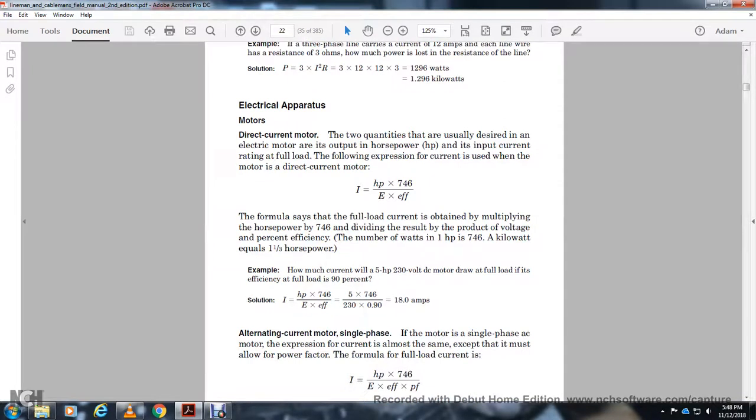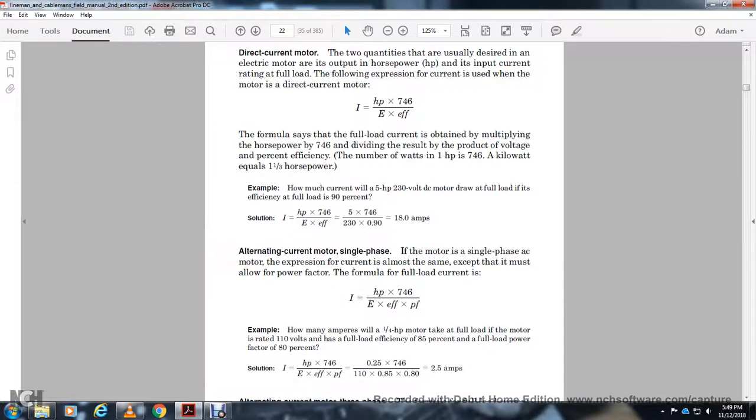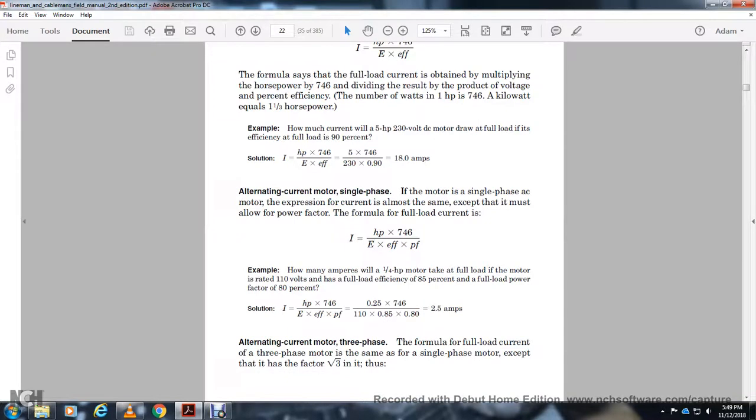Alternating current motor, single phase. The expression for current is the same, except that you must also include the power factor in the full load current. The amperes equal the horsepower times 746 watts, over the voltage times the efficiency times the power factor. Example: how many amperes does a 1/4 horsepower motor take at full load, rated at 110 volts, with full load efficiency of 85% and full load power factor of 80%? The amperes equal the horsepower times 746: a quarter times 746, over the voltage times the efficiency of 85% times the power factor of 80%, which gives 2.5 amps.